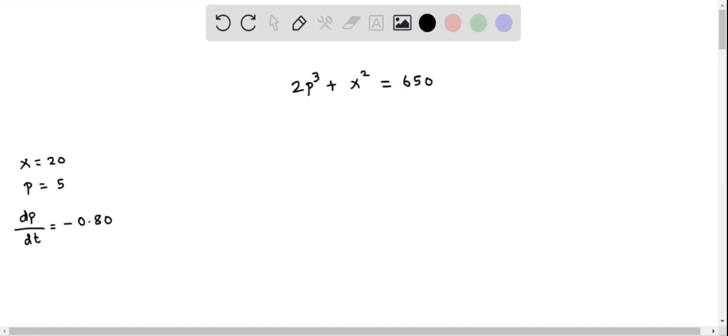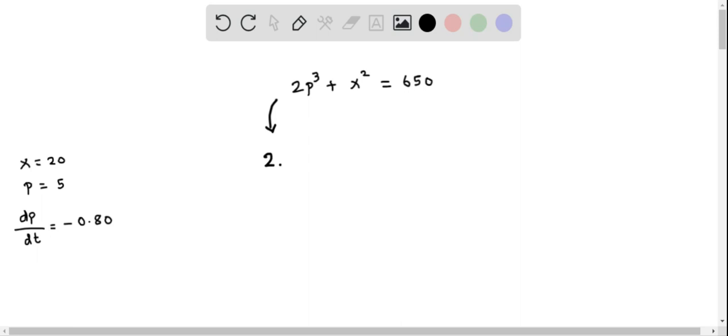Okay, here we determine the rate at which the sales is changing using this equation, that is 2p cubed plus x squared equals 650, where p represents the price in dollars and x represents the weekly sales in terms of thousands of units. So let's first differentiate this equation implicitly with respect to time.